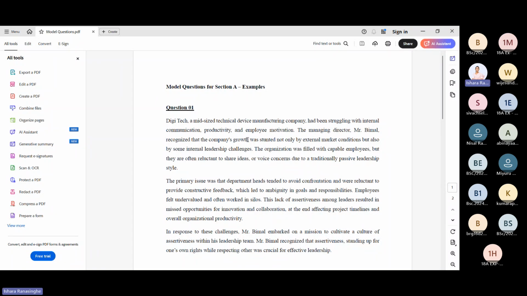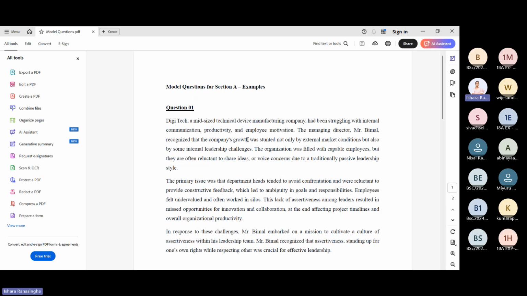Yes. First, let me explain the structure of the question paper. Then we will move on to draft answers of the model questions. Pay your attention. When it comes to the examination paper, you all will find two sections, Section A and Section B. Carefully listen, Section A and Section B.